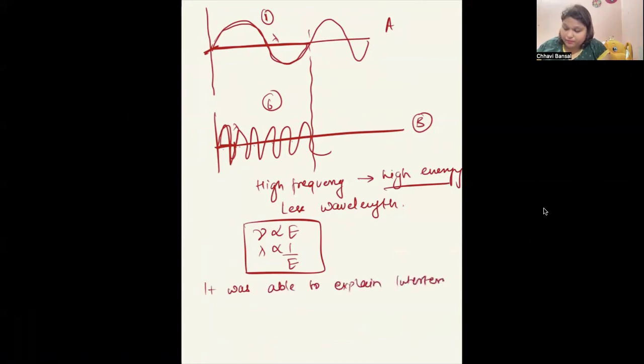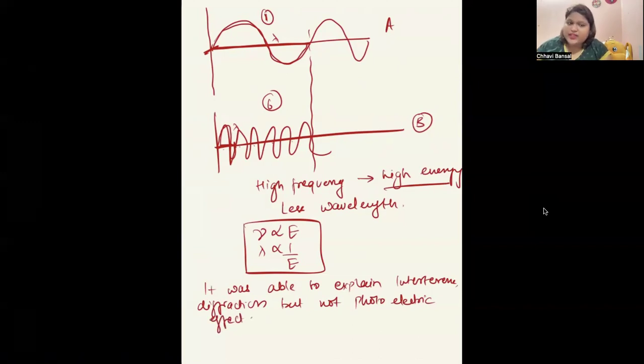interference, diffraction, but this was also not complete. But not the photoelectric effect. So it was not able to explain the photoelectric effect. It means it is able to explain some concepts, but not the other concepts, whereas the particle nature explains the other concepts, but not these concepts.